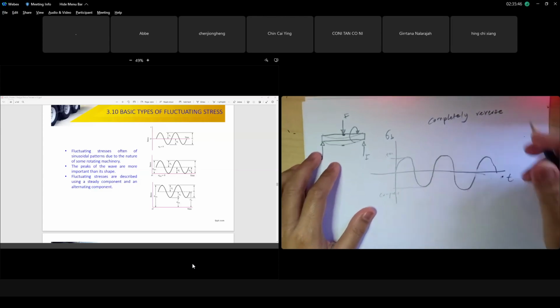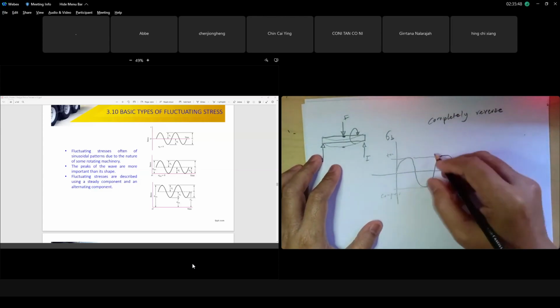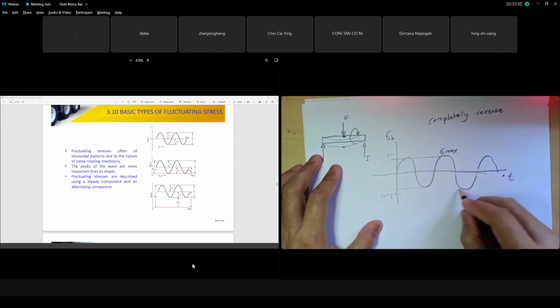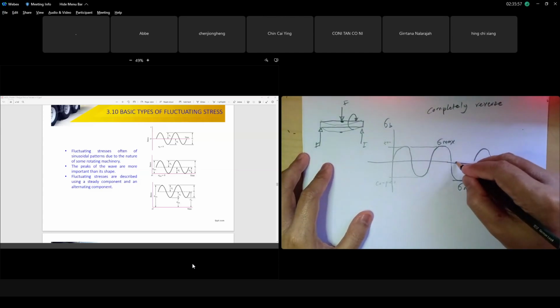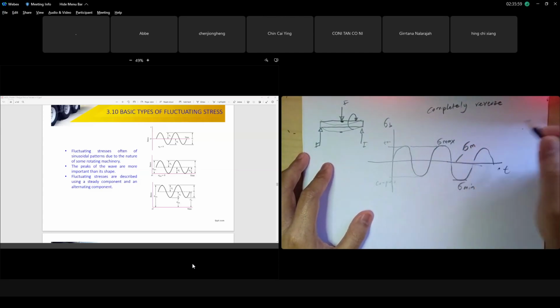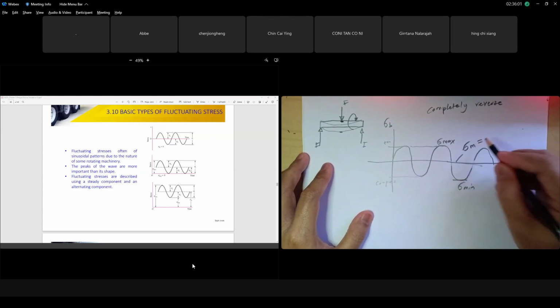For completely reversed, it means you have sigma max. That is sigma max. This is your sigma mean. Sigma mean is equal to sigma max, but the sigma mean is a negative value. So this one, your sigma mean. What is that? Sigma mean is equal to what?